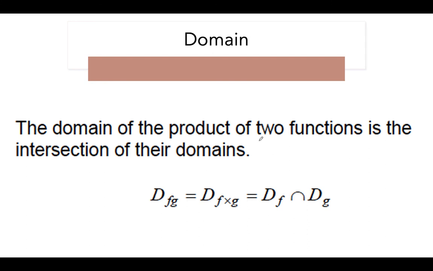The domain of the product of two functions is exactly the same as what we did for addition and subtraction. The domain is where the domain for the function f intersects with the domain of function g. And that will be my new domain of the new function.